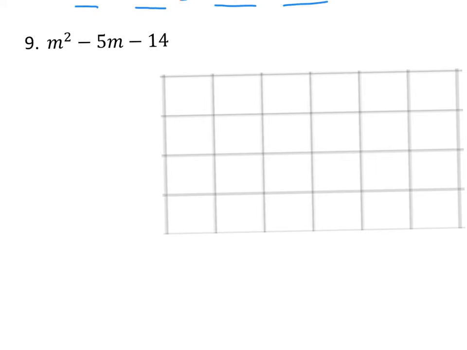And so, it is equally correct that the factorization would have been m minus 7 times m plus 2. The place those factors wind up doesn't make any difference. You'll get the same answer either way. Both of those are perfectly correct. So let's try another one.